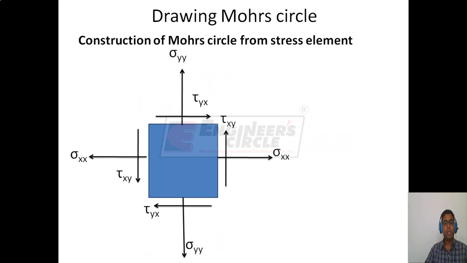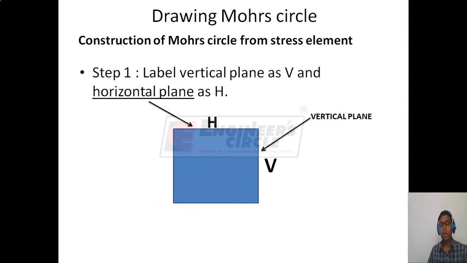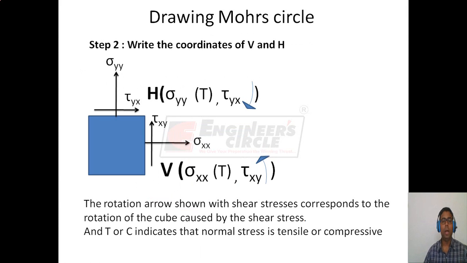CB. I will discuss how to draw Mohr's circle if the stresses on two mutually perpendicular planes, that is plane AB and plane AC, are given at a point. The following steps are to be followed. First, label the vertical plane as V and the horizontal plane as H. Now write the coordinates of the vertical plane and the horizontal plane.